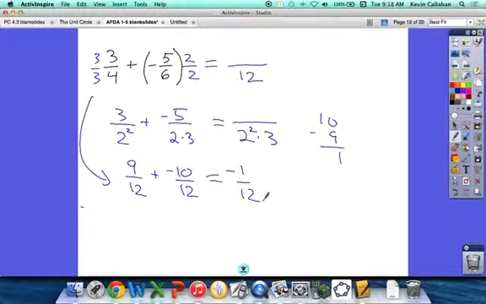So common denominators, that is a thing. You know, there's only like 5 or 6 things that I want to get out of this class, and one is that we do better with fractions.